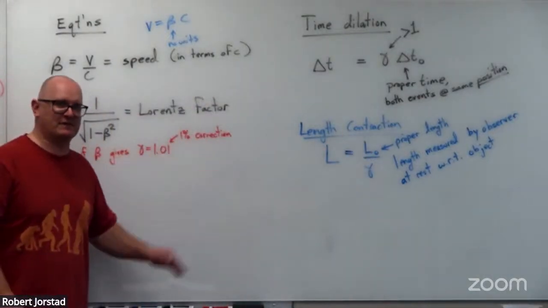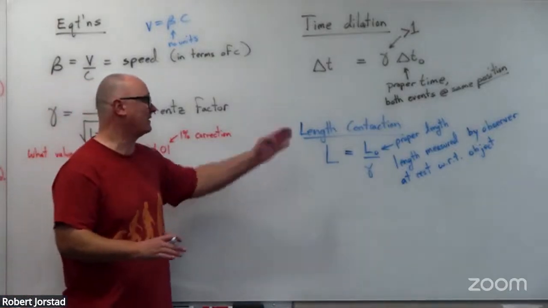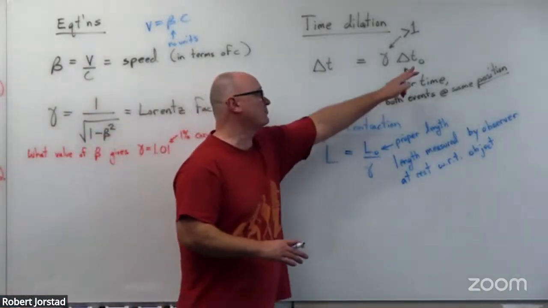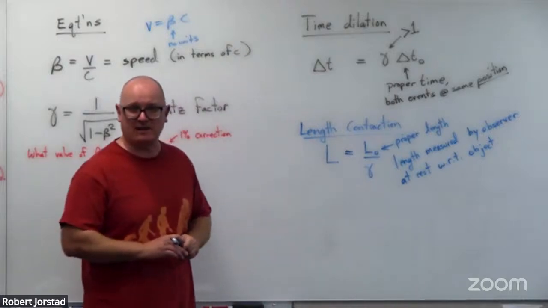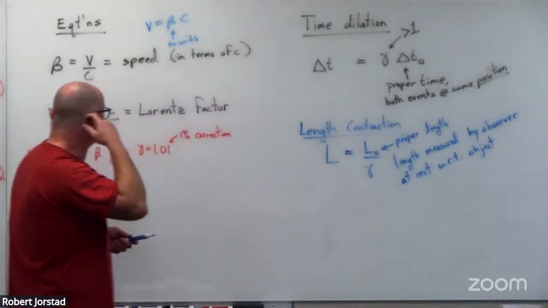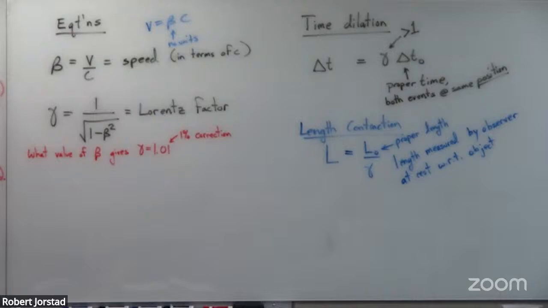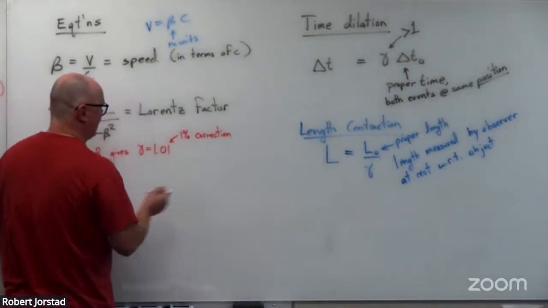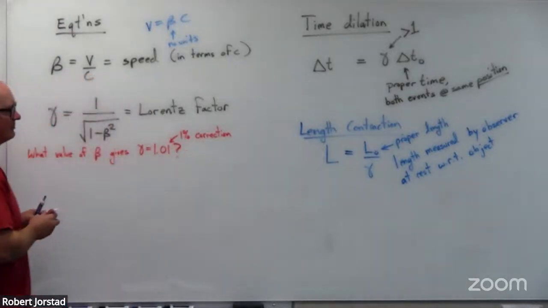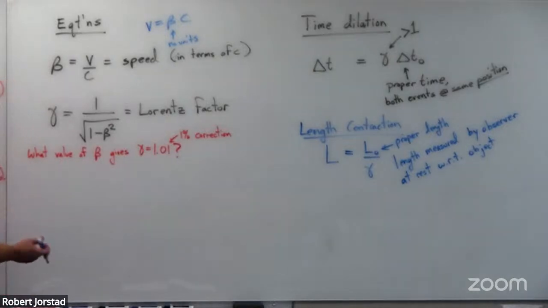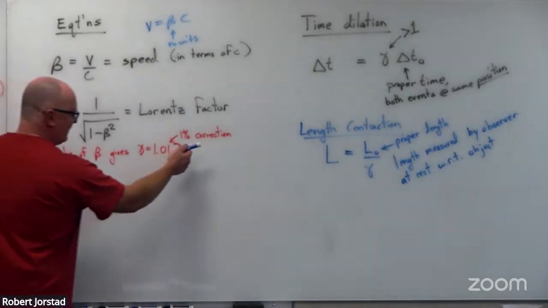This is very confusing to try and read the words in the problem and identify. So identifying the proper time and proper length frames is a critical part. We'll practice that later. But just for now, I was curious about this question, and then I'll end with the importance of this. So what value of beta gives a 1% relativistic correction?